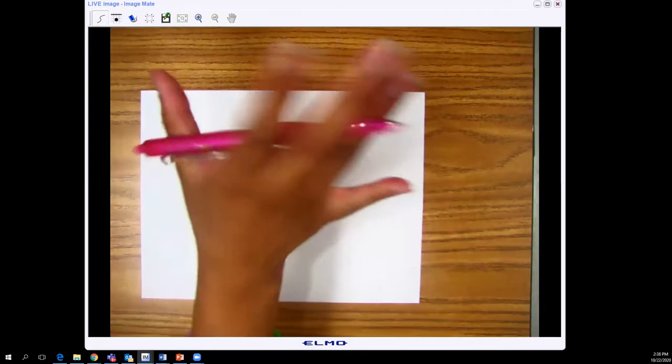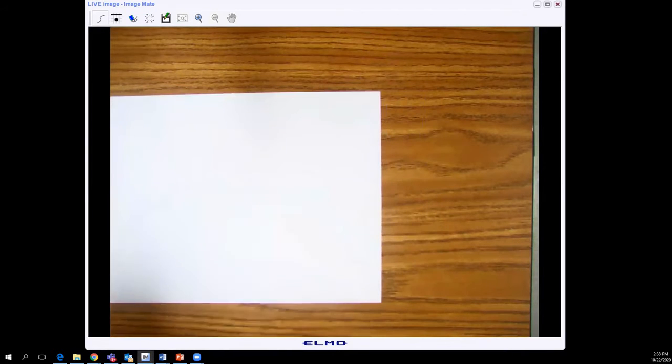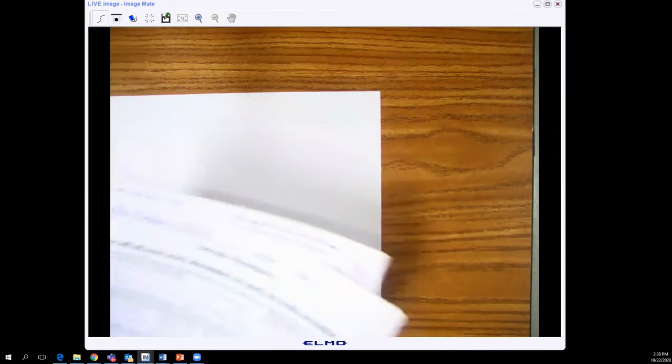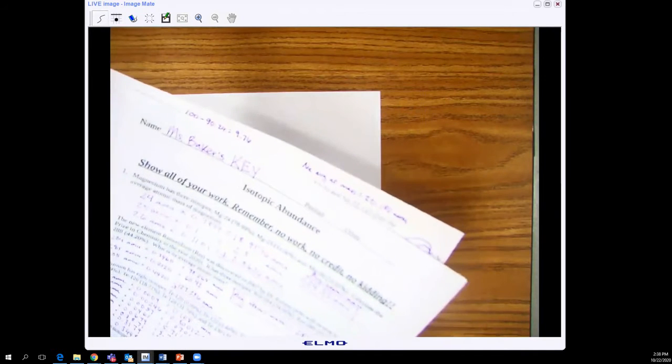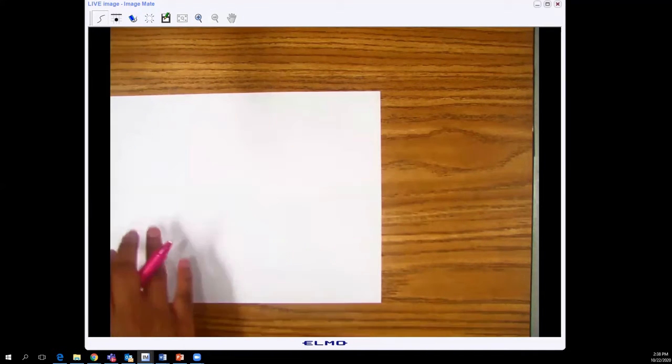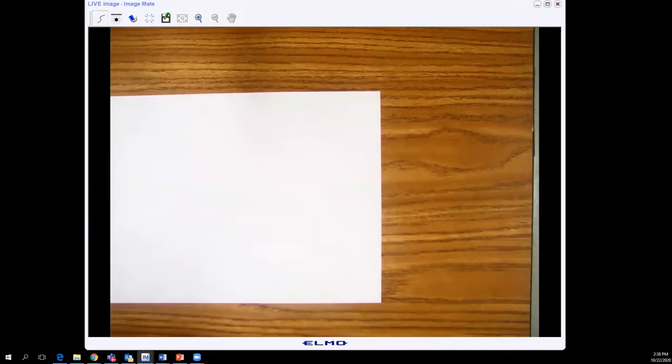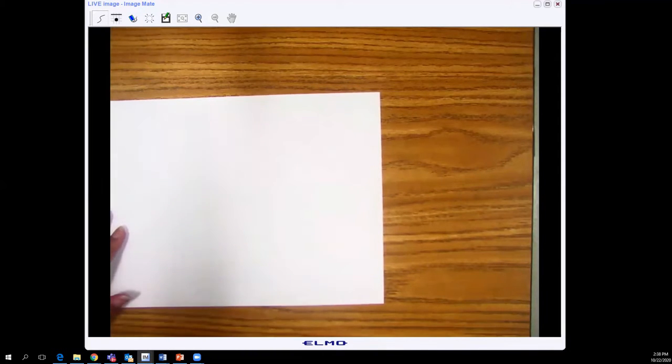Document camera. Hi, everyone. What I wanted to do was work some commonly misunderstood homework problems, particularly from the isotopic abundance homework. So I'm about to work number 7 because it was a commonly requested one.